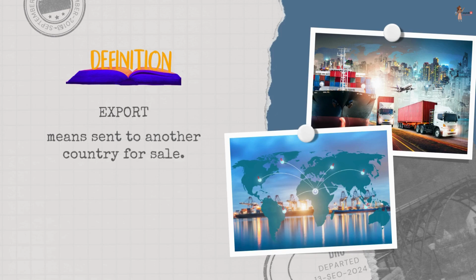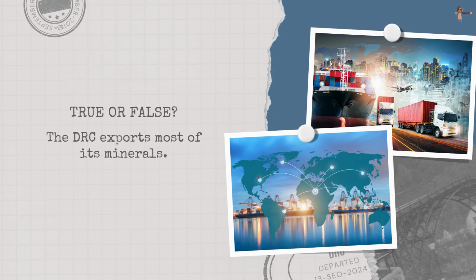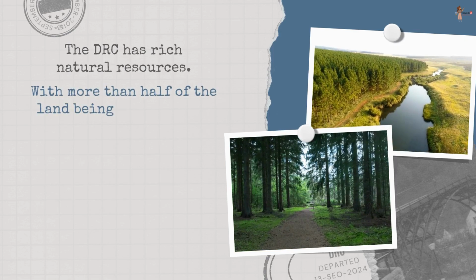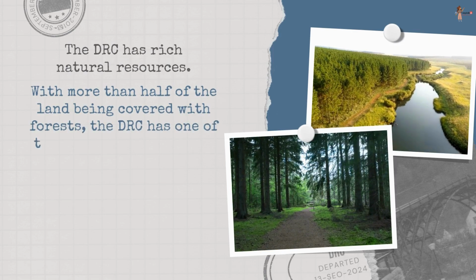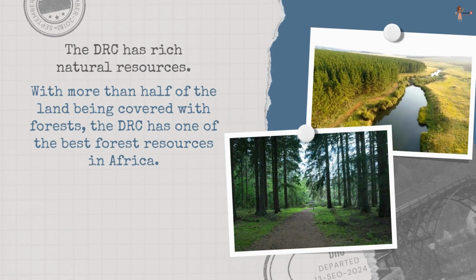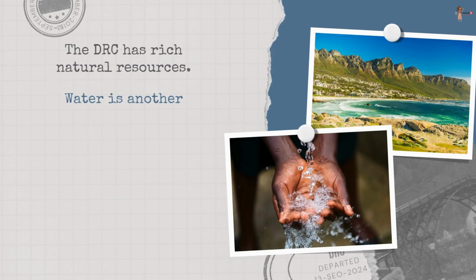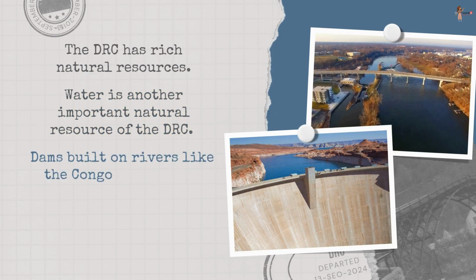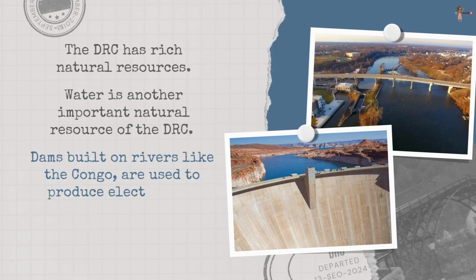Now, if I ask you, tell me whether this is true or false. The DRC exports most of its minerals. Write your answers in the comments below. With more than half of the land being covered with forests, the DRC has one of the best forest resources in Africa. Water is another important natural resource of the DRC. Dams built on rivers like the Congo are used to produce electricity.